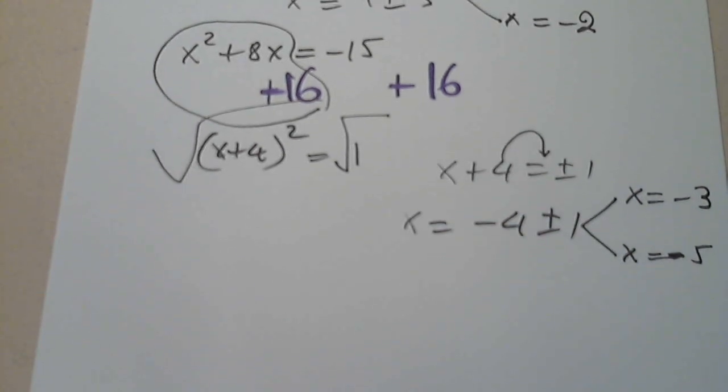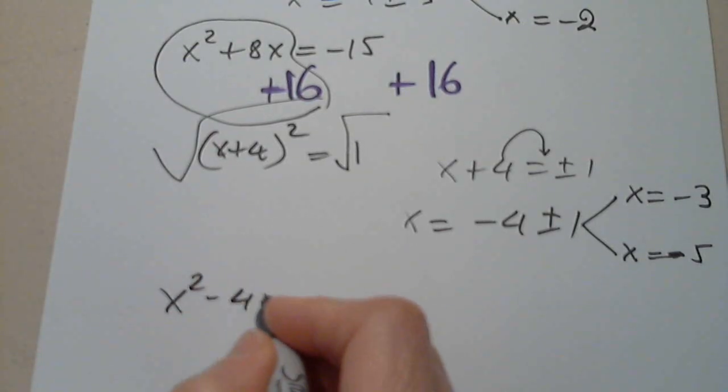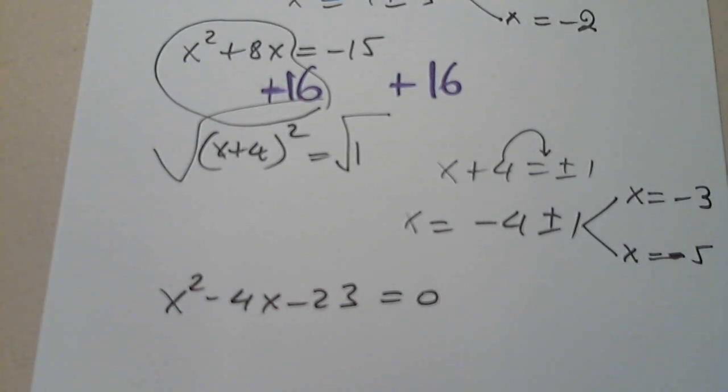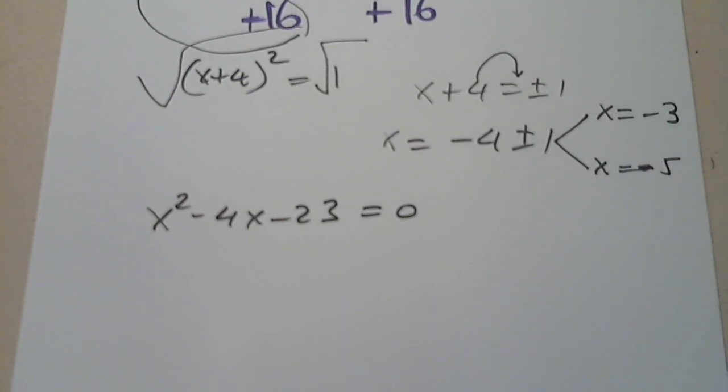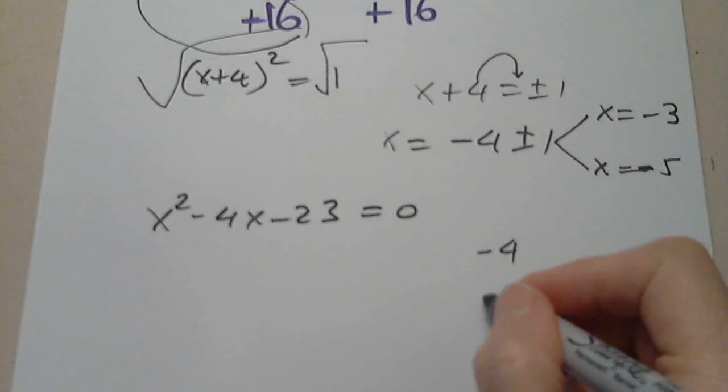Good, let's work on another. Let's say x squared minus 4x minus 23 equals 0. So what will be the first step here? What do you think? Identify the middle coefficient. Yes, the middle coefficient is negative 4, divided by 2, negative 2.